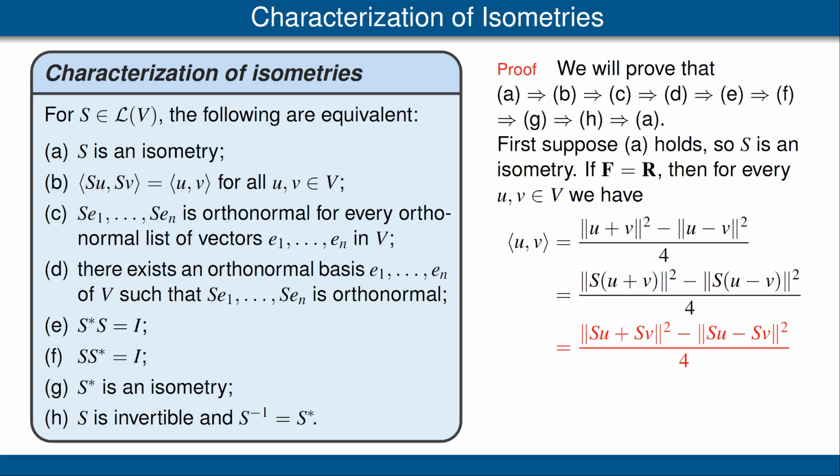Now we get the next equation simply by the linearity of S. And finally, we again use the equation that gives the inner product just in terms of norms, but this time applying it to S of u and S of v instead of u and v. Now look at the two equations highlighted in red, and we can see that S preserves inner products.